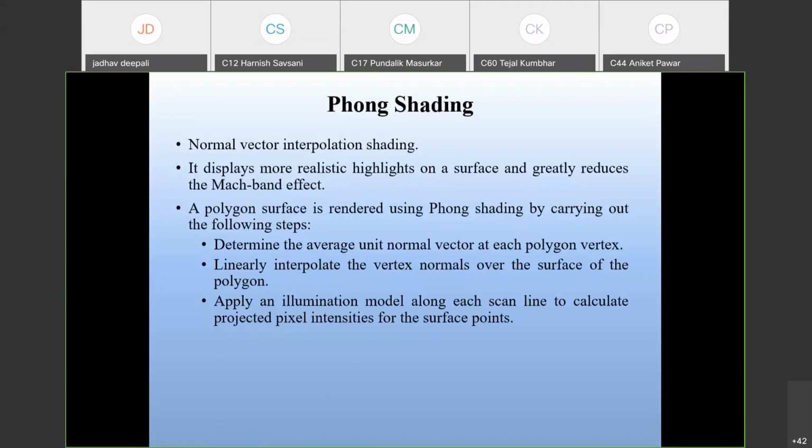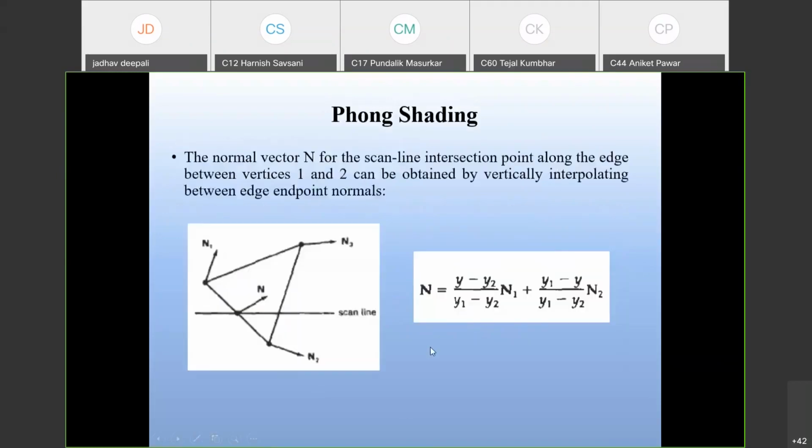Then linearly interpolate the vertex normals over the surface of the polygon, find the intensities and apply the illumination model along each scan line to calculate the projected pixel intensities for the surface point. So here not only the vertex intensities are calculated; along each scan line, the intensities are calculated for the projected pixel intensities for the surface points. Not only the vertices, the surface points also.